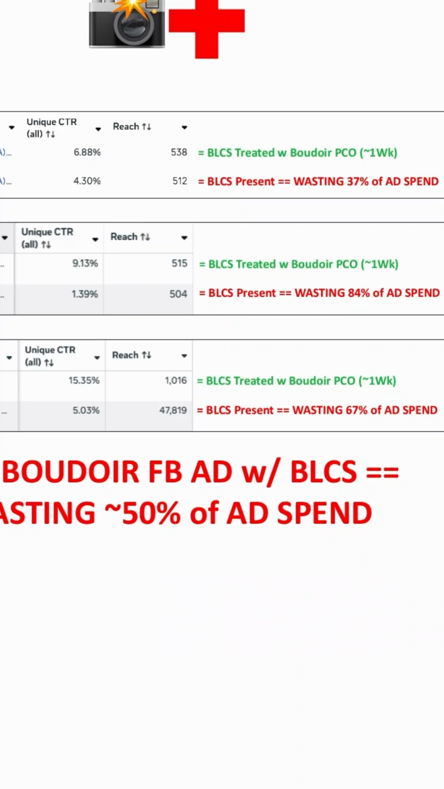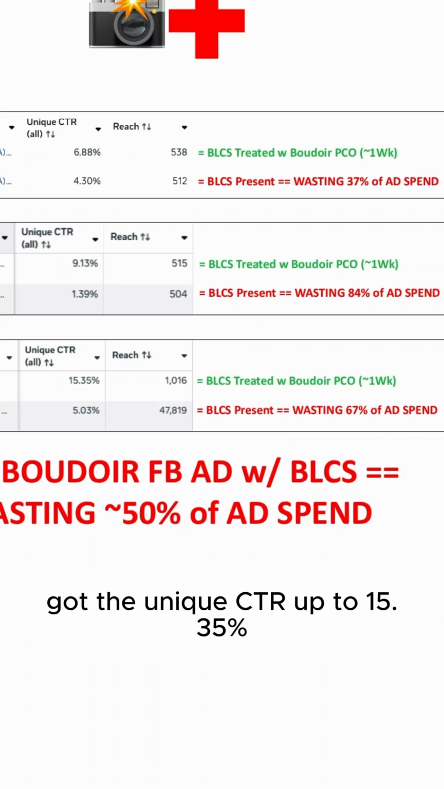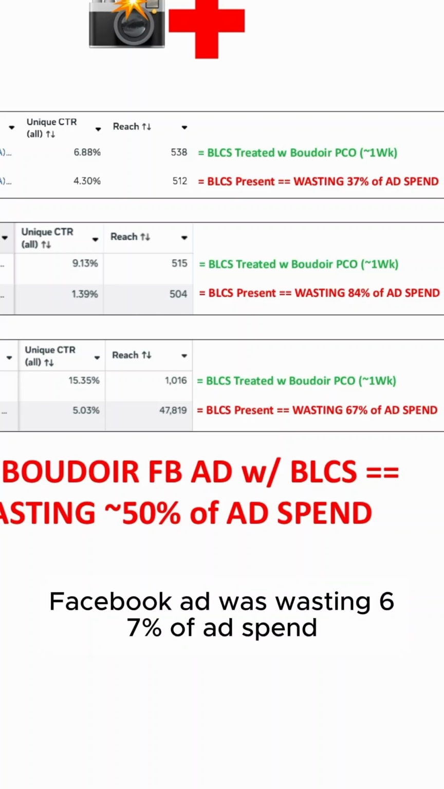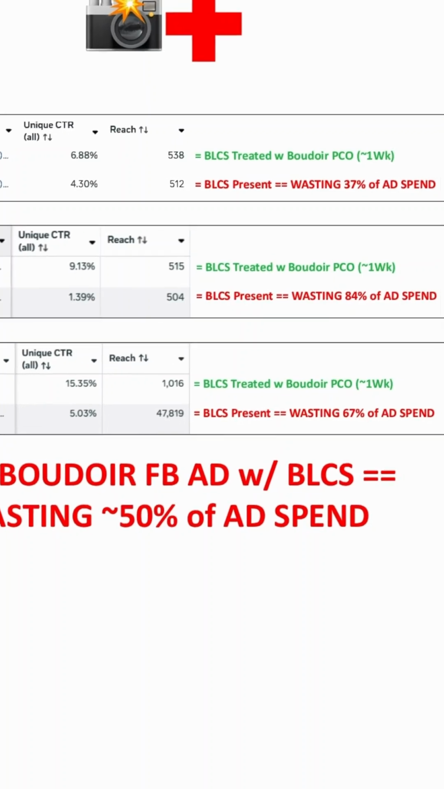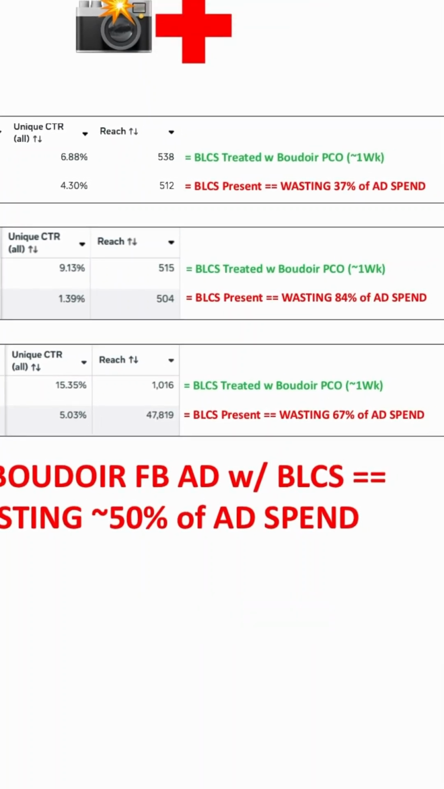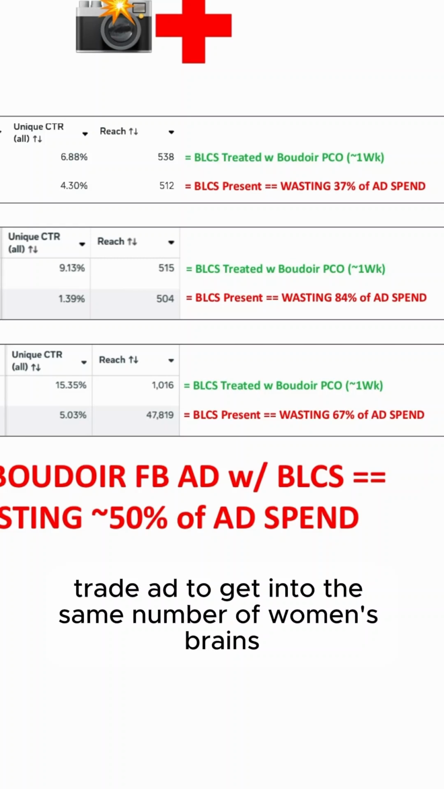Treated with Boudoir Pico, takes about a week. Got the unique CTR up to 15.35%. So we found out his original Boudoir Facebook ad was wasting 67% of ad spend. So if he's spending 10 grand a month on the original Boudoir Facebook ad, he only needs to spend 3,300 bucks a month on the Boudoir Pico treated ad to get into the same number of women's brains.